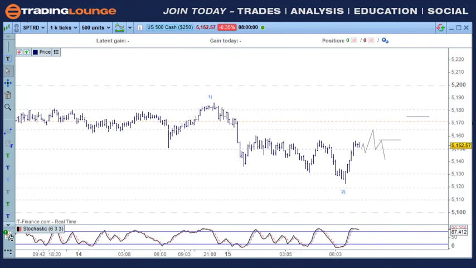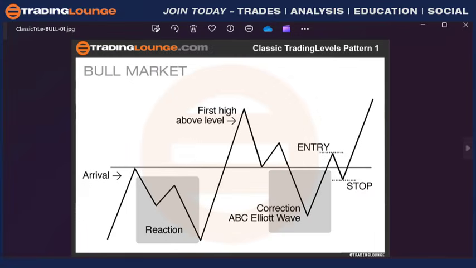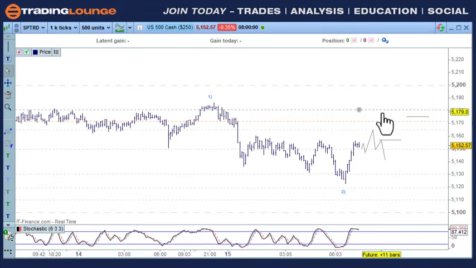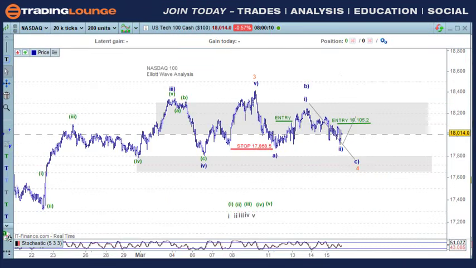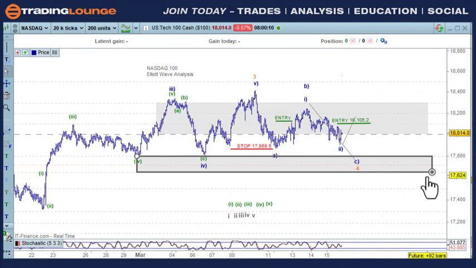So yeah, you're looking for a classic trading levels pattern on all of these little levels, and you're looking for strength in the market for that. Coming over to the NASDAQ, I'll just keep it simple. I don't need to go into the bigger picture because we did that on the S&P.